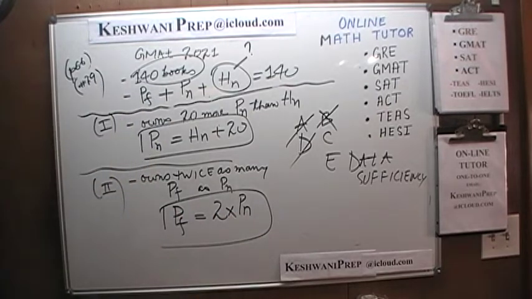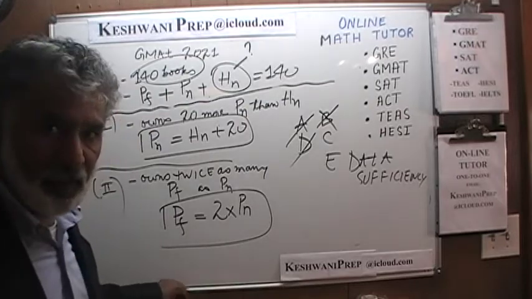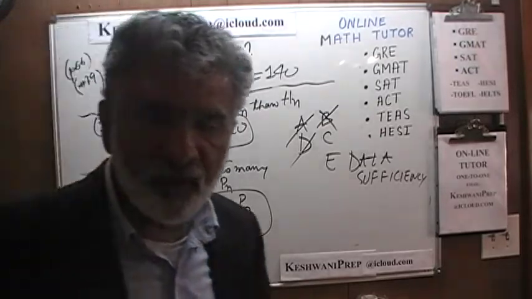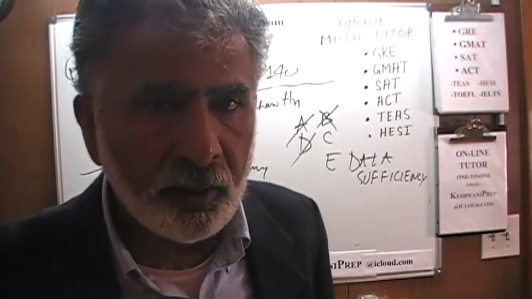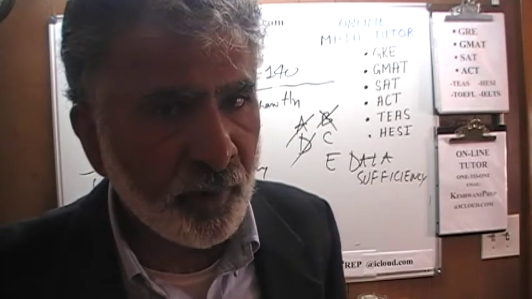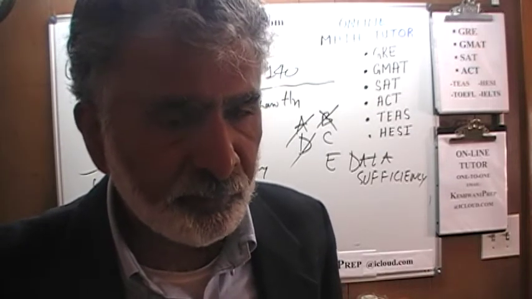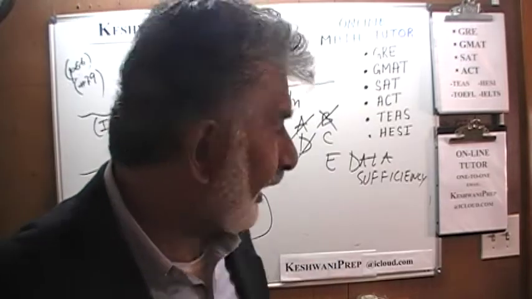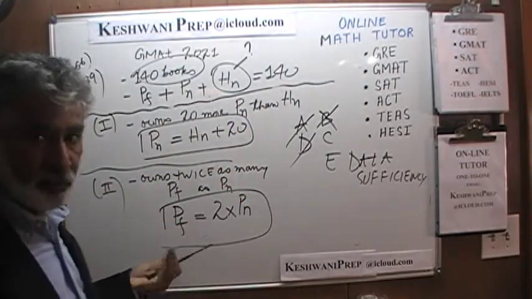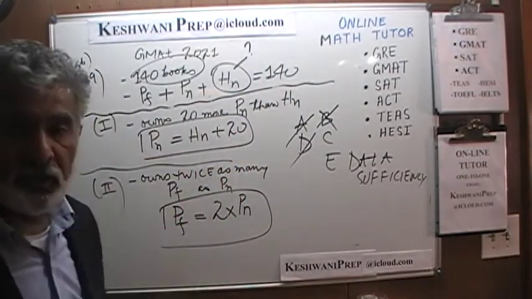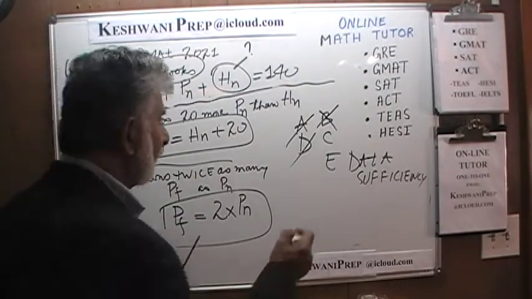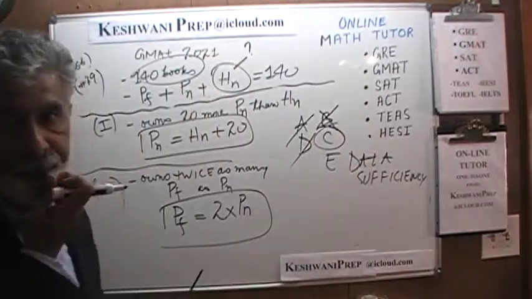There you go, we're done. Now as far as the exam is concerned, had this been a data sufficiency problem in the real exam, we are done. Putting the two statements together gives us the three independent equations that we're looking for, and therefore the answer is C. That's it, we're done.